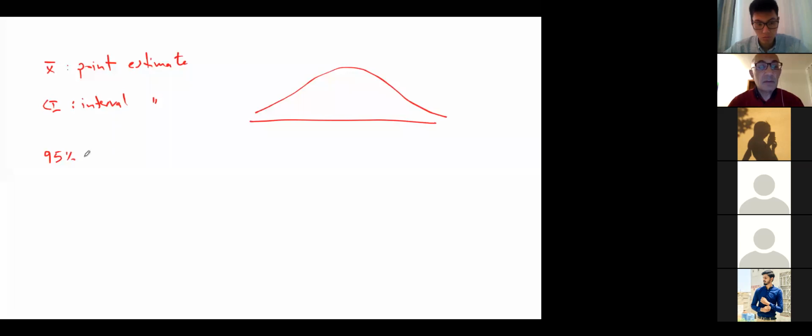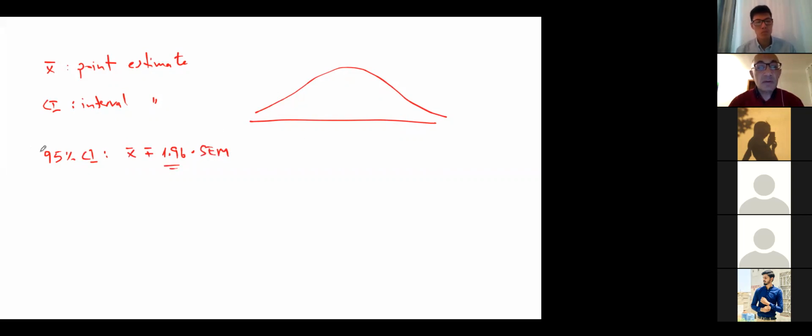Point estimate plus minus 1.96 times standard deviation. Thank you, Beyzanur. Yes, the point estimate, the mean, plus minus 1.96 or 2 multiplied by the standard error of the mean. This was our formula. And why have we taken 1.96?